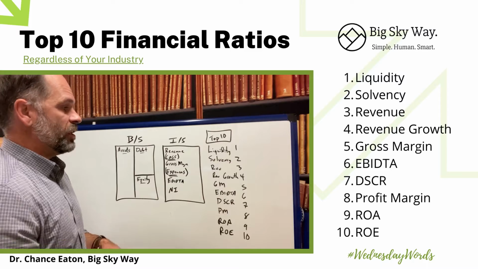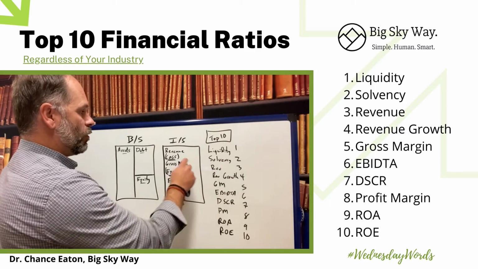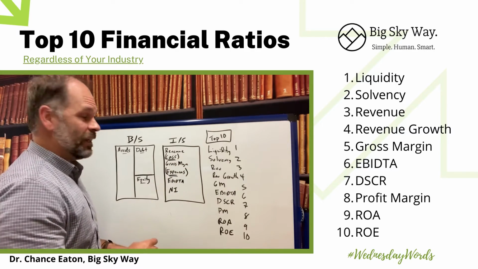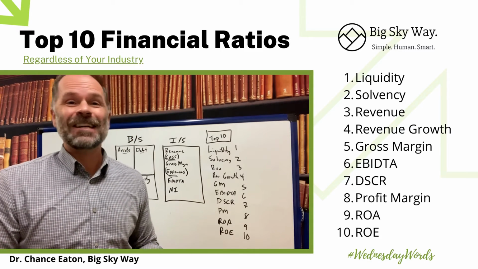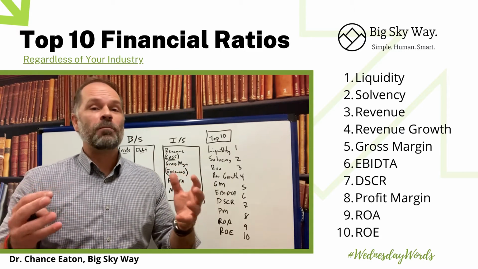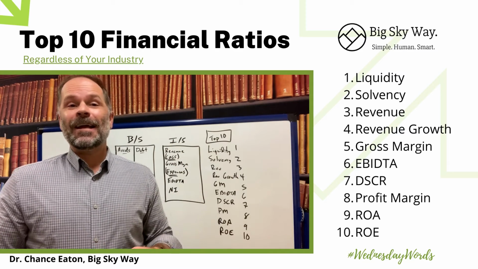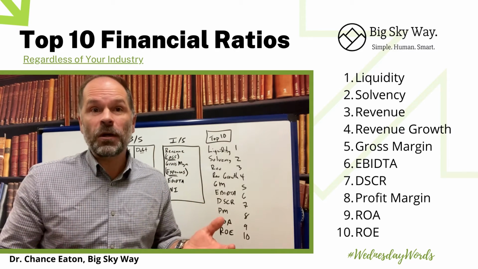Metric number 6 I'm really interested in is called EBITDA. So I've got my gross margin. I take away all my operating expenses. EBITDA is earnings before interest, depreciation, taxes, and amortization. A nice apples to apples cash number. And that's something we'd use for valuation.